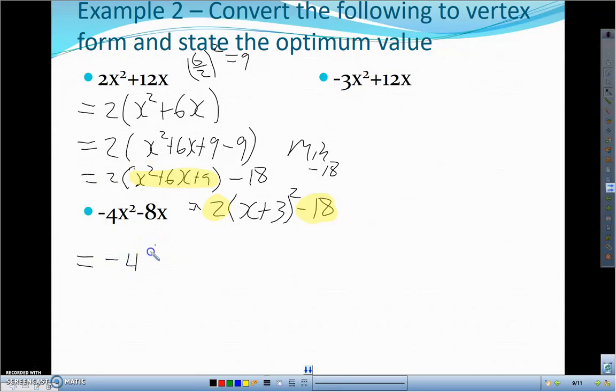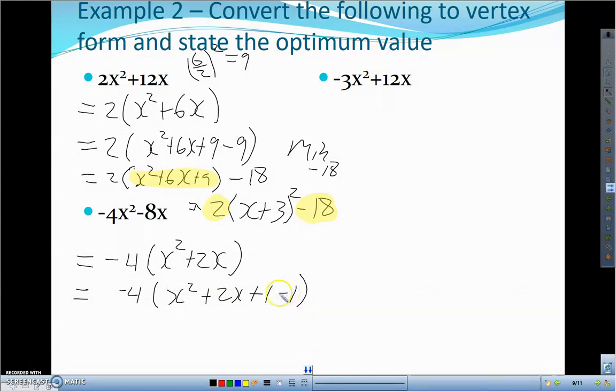This next example, we have to pull out the minus 4, common factor it. x squared plus 2x. We only factor the first two terms. And now we have to add and subtract something to make this a perfect square. Half of 2 is 1. 1 squared is 1. So this is going to be equal to minus 4 bracket x squared plus 2x plus 1 minus 1.